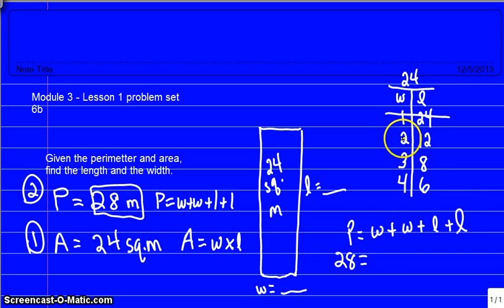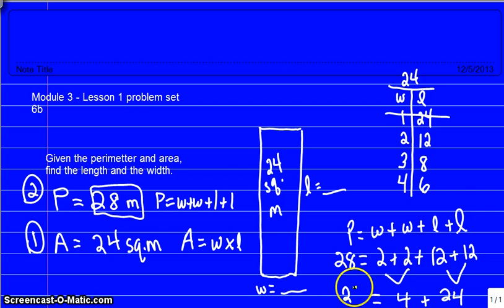Now let me try these two factors, 2 and 12. If my width is 2, and I add another 2 for the other side, and I have a length of 12 and another length of 12, could that equal 28? Maybe, so I better add those for sure to double check. 12 plus 12 is 24. 2 plus 2 is 4. 24 plus 4 does in fact equal 28. So I have found my solution. I'm going to circle it on my table. I know my width is 2 and the length is 12. And I'm talking about meters. I have solved the problem.